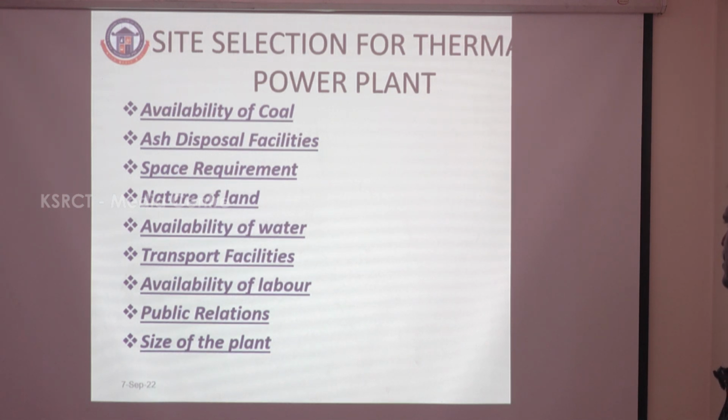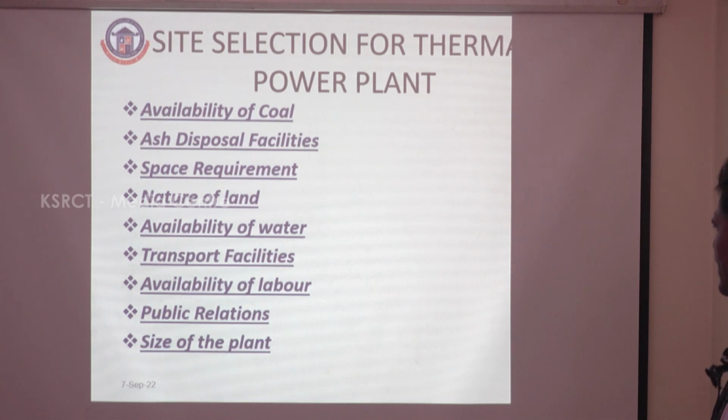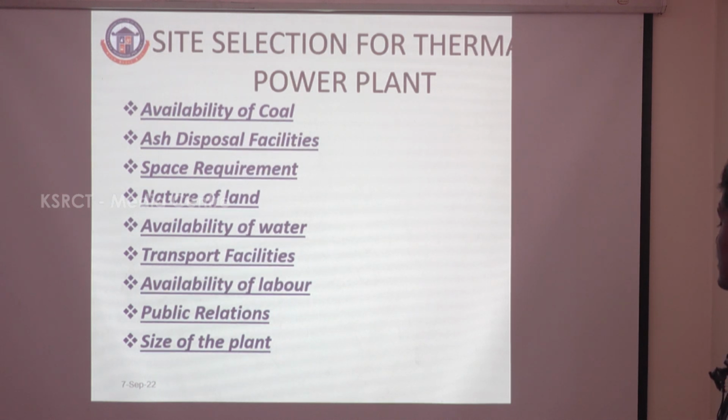Next, space requirement. Space is needed to install the thermal or steam power plant. For 10%, the stock motors are enough. Another 10%, the coal storage area is enough. Another 10%, the ash is disposed in this area. The 27% of the land is needed for the cooling towers and the cooling water requirements. So this is the space requirement for each criterion.